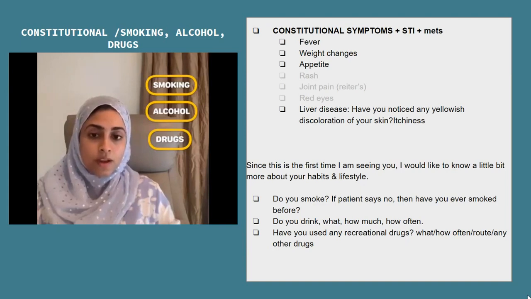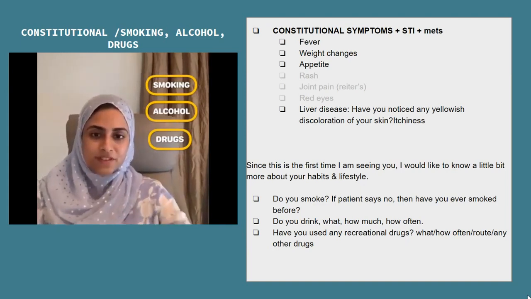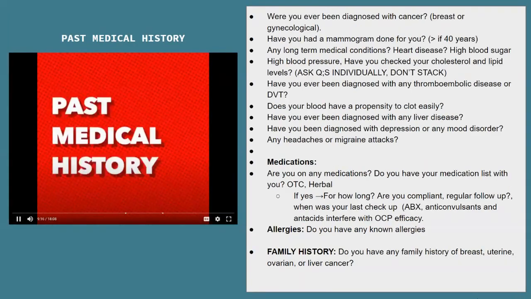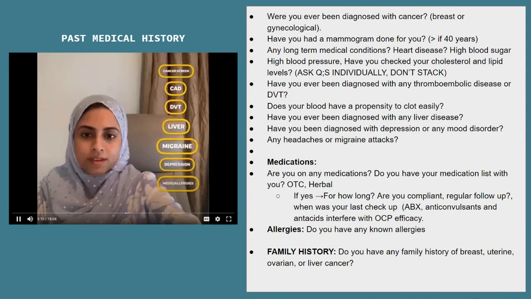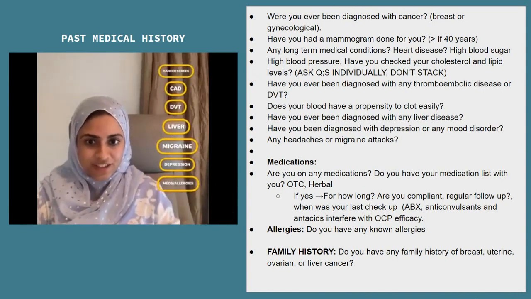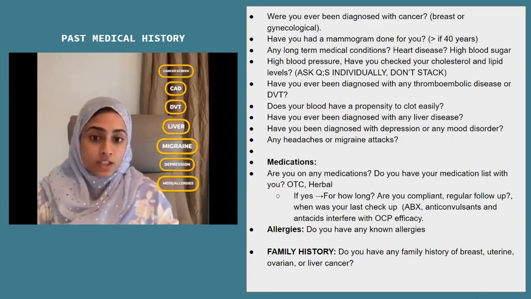And this is also a very important part of taking a contraceptive history. So next is the past medical history section, and this is also a very important section because here you really need to find out whether the patient has any contraindications that can prevent her from taking certain forms of contraceptives.